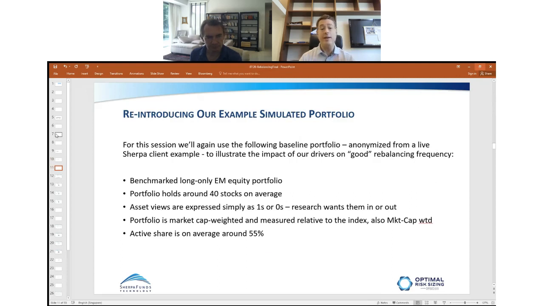And so we're going to look at the same data set we looked at last time. So within this same data set, it's a benchmarked long-only EM portfolio. On average, the book's holding around about 40 stocks. Asset views are simply 1 or 0. They're included. Research wants them in the portfolio, or research doesn't. To keep it, again, simple, we're going to market cap weight the portfolio. It's going to be benchmark relative to the index. Average active share, call it 55, 50, 60%. So we're going to look at the same portfolio we looked at last time. We're going to vary some of our initial starting conditions, and then let's dive into the data.